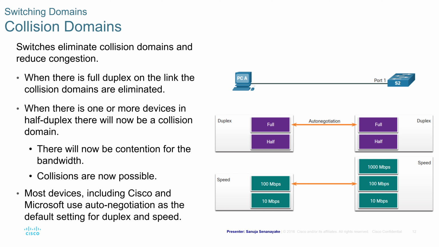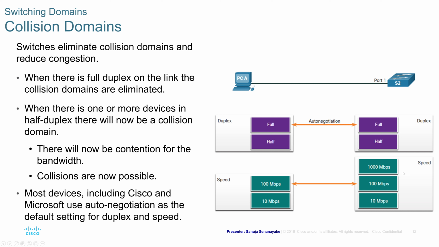Most devices, including Cisco and Microsoft, use auto negotiation as the default settings for duplex and speed. Remember, in my previous lecture, I covered the concepts of auto negotiation, duplex and speed. So basically, most of the devices nowadays, not only Cisco and Microsoft, but also other devices, have auto negotiation on by default. That will obviously avoid the collision domains by matching the duplex method as well as the speed between the device and the switch port.